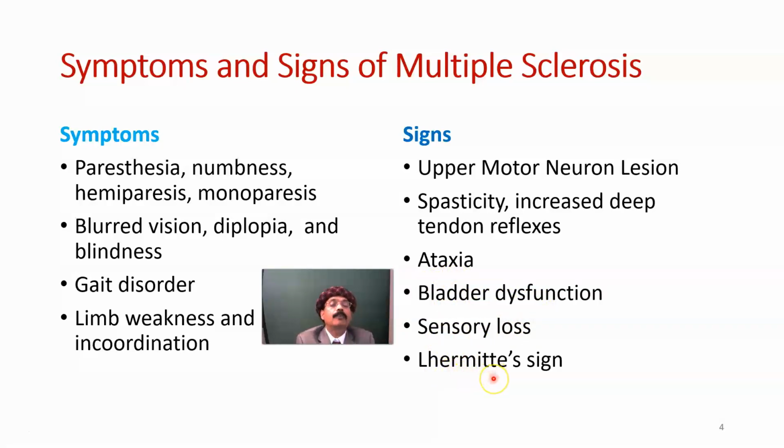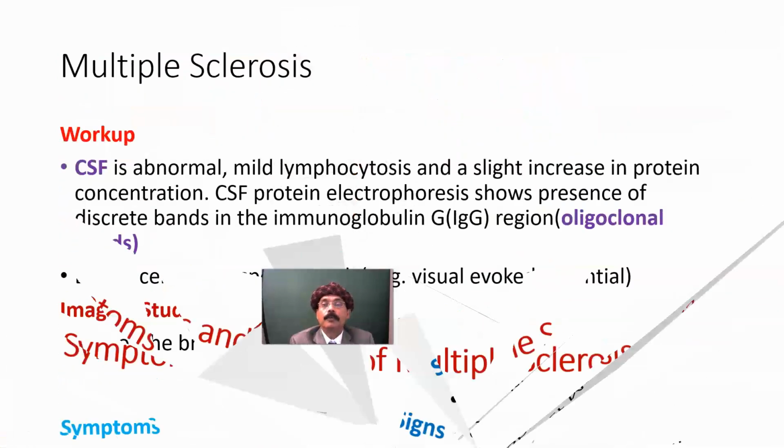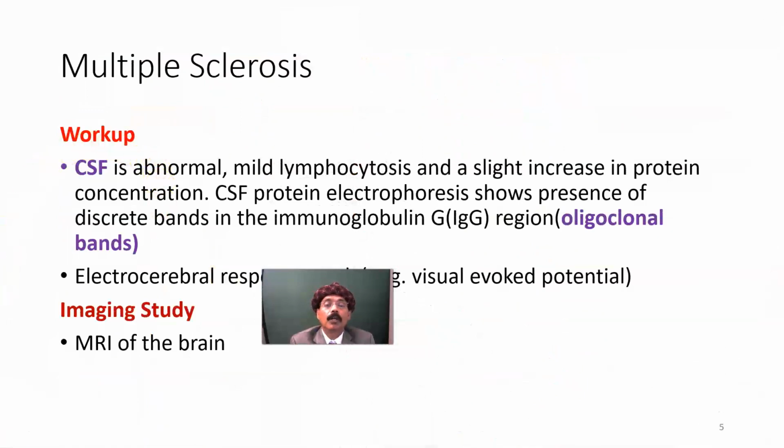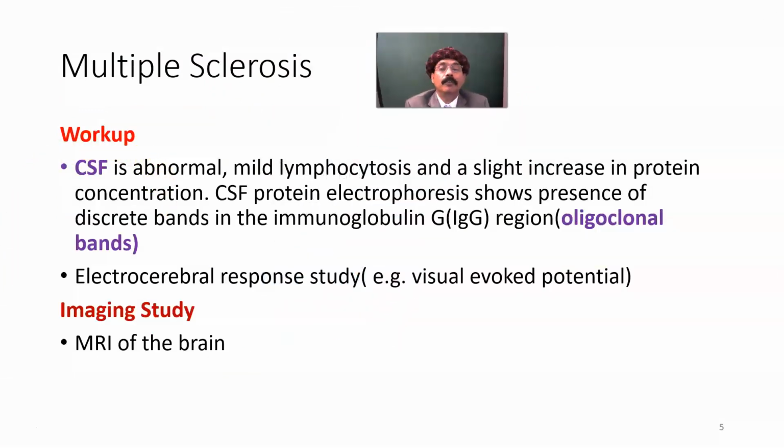Lhermitte sign: when the person touches the chin to the chest, there will be some shock-like sensation going through the body to the lower limb. This is the Lhermitte sign. Okay, we got the signs and symptoms. What is the workup? How can we diagnose multiple sclerosis?